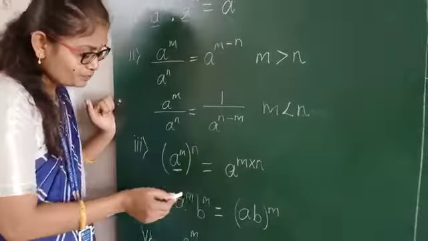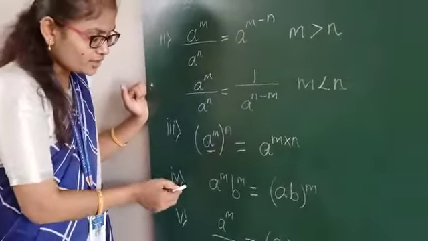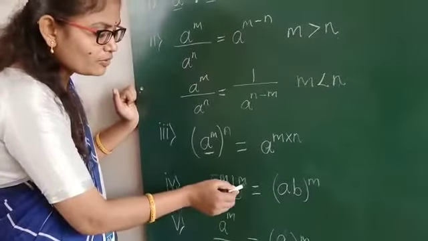m into n. Fourth law of exponent. See, a to the power of m, b to the power of m.